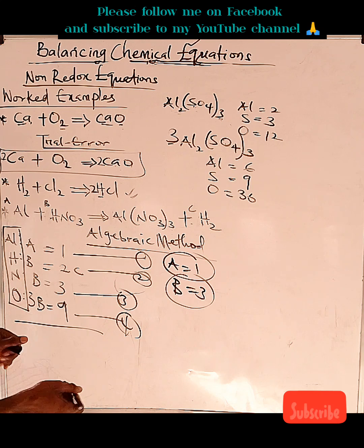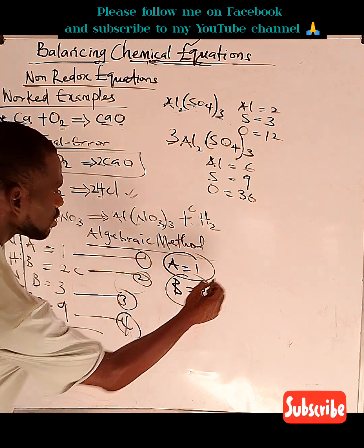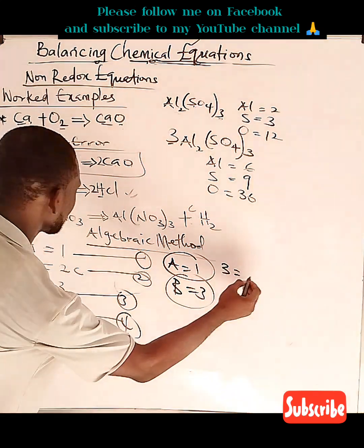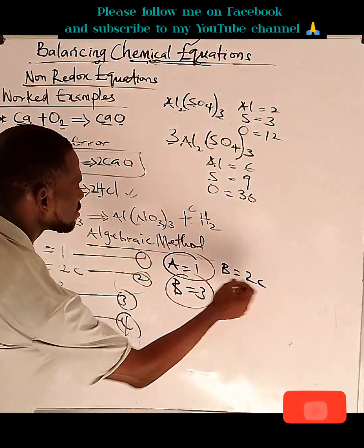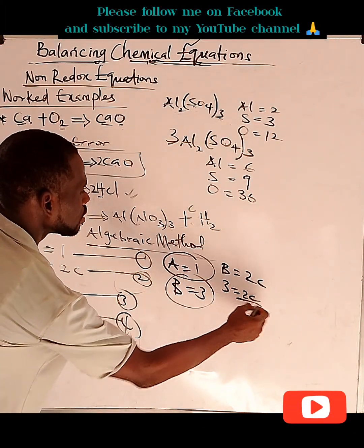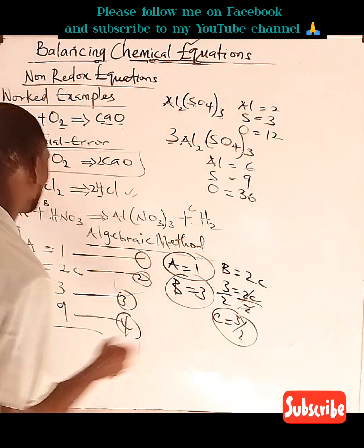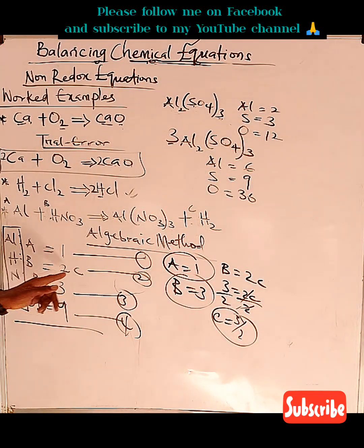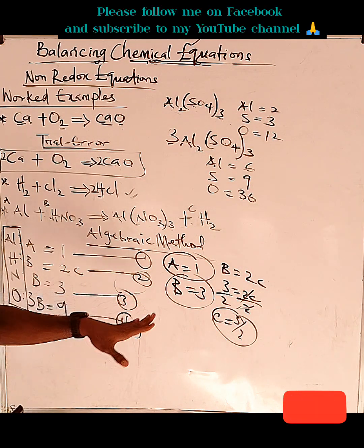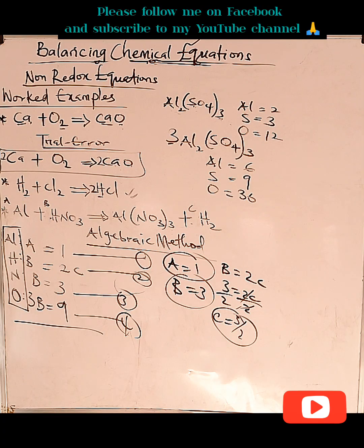So if B is 3, it means C is what? If B is equal to 3, we have B equal to 2C. So B is 3, 3 equal to 2C. Divide both sides by 2, it means C is 3 over 2. So we have everything set out. A is 1, B is 3, C is 3 over 2.